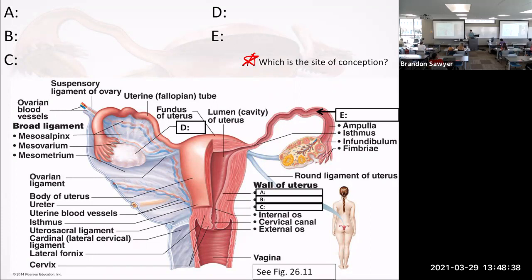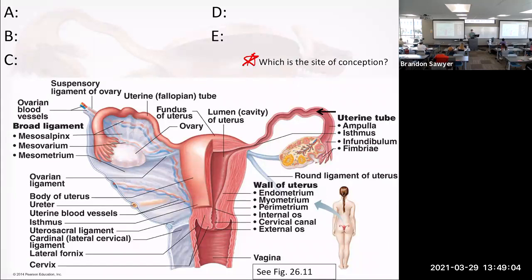So let's look at those. A is the most internal part, right? A, B, and C are the three layers of the uterus. A is the endometrium, B is the myometrium, and C would be the parametrium. And then D is the ovary, so that's where the eggs are housed for the majority of their life. Just when they're released during ovulation, they end up in E, which is the uterine tube or fallopian tube. And that's where conception is typically occurring. That's where the sperm and the egg usually meet up, somewhere inside of that tube.